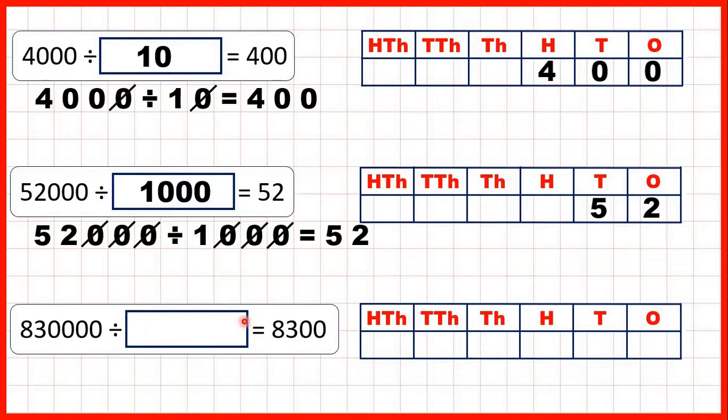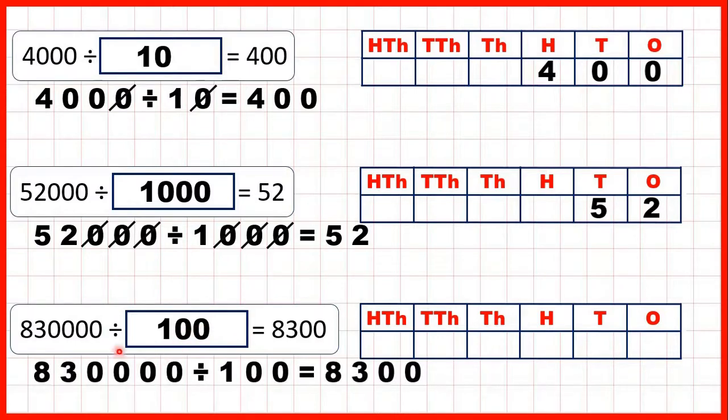Now 830,000 divided by what is 8,300? Well, here our missing number is 100 because to get our answer we need to cancel 2 of our end zeros and we have 2 end zeros in 100. So 830,000 divided by 100 gives us the same answer as 8,300 divided by 1 because we can cancel 2 of our end zeros. And again, what's really happening is that we start with 830,000 and then the digits move 2 place values, so 2 squares to the right to get 8,300 as our answer.